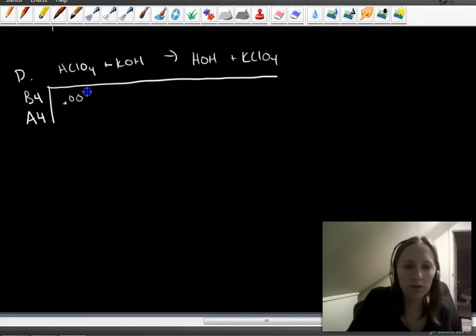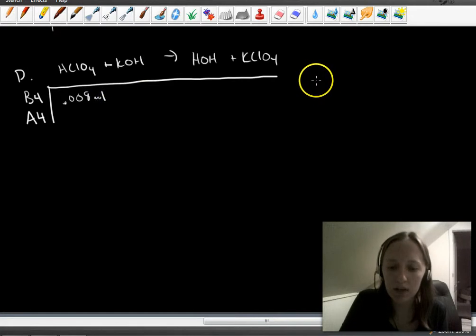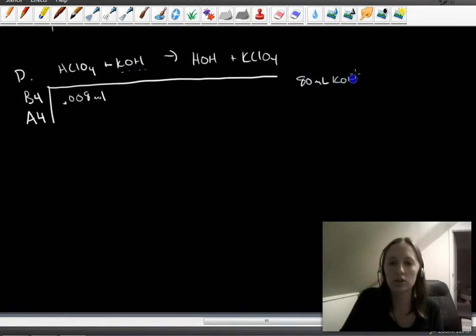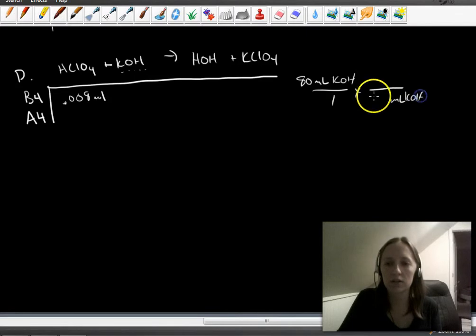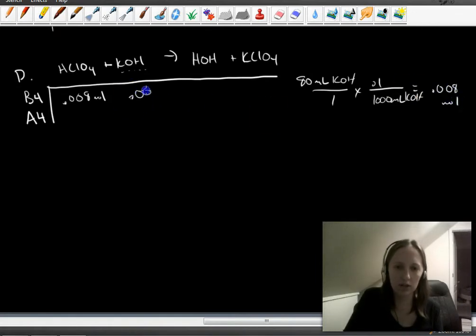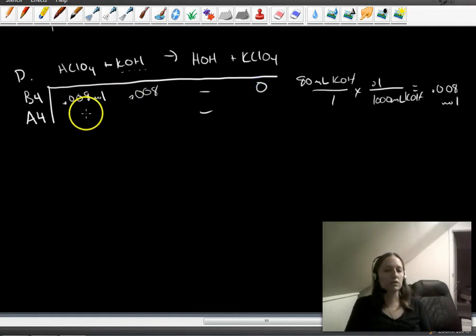You're still starting with 0.008 moles, and you're starting with 80 milliliters of KOH at 0.1, and so that's 0.008 moles. Look at that. Isn't that gorgeous? So how much of it gets used up? All of it. All of both of them.